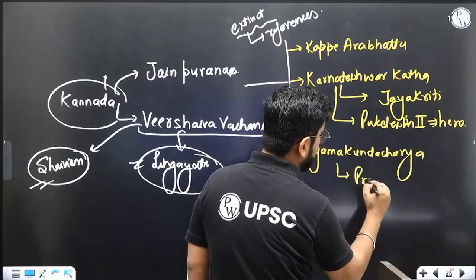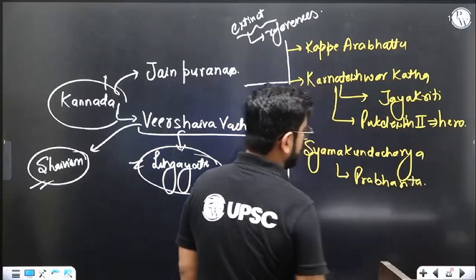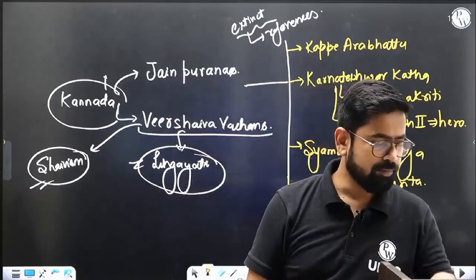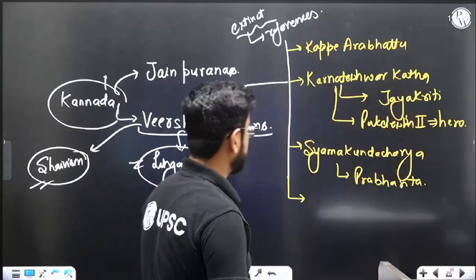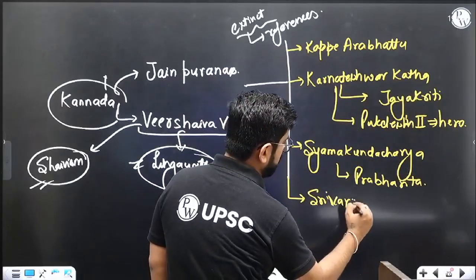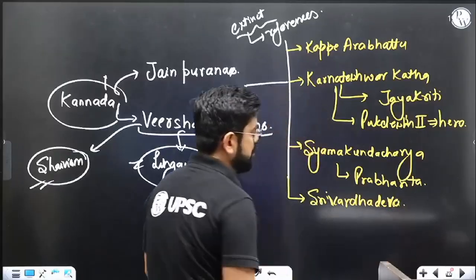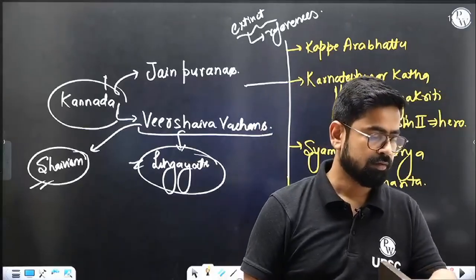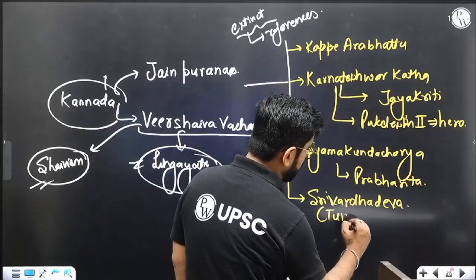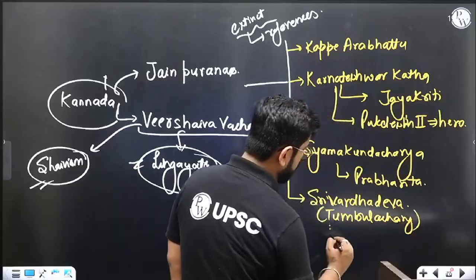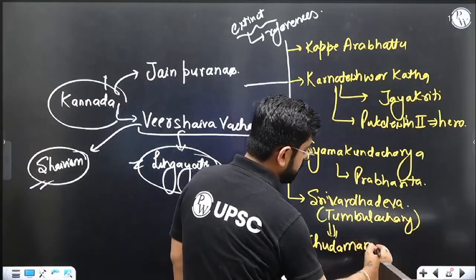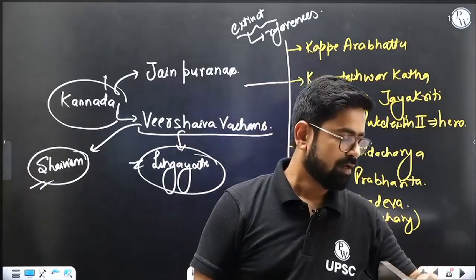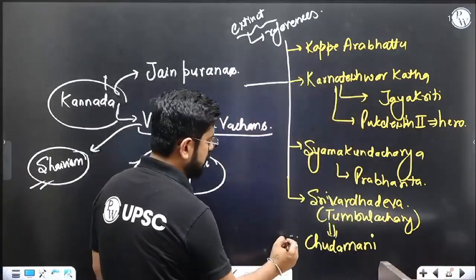This book was written by Prabharita. Again, similar era, 650 somewhere, Prabharita. Then let's add one more name to this. Srivardha Deva. Right. This is by Srivardha Deva. He wrote this book. He's also called as Tumbul Acharya. And he wrote this book, Chudamani. Right, Chudamani. This Chudamani book is technically a commentary on Tatvarth Maharashtra.